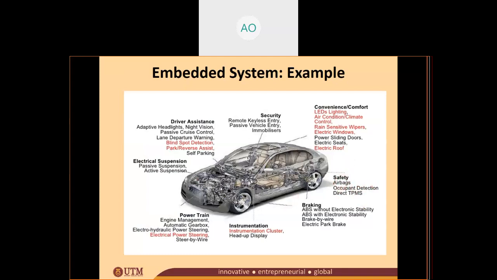And then you have the instrumentation, such as your instrument cluster, to play a movie, your radio, or a song. For driver assistance, we have adaptive headlights, where if there is an incoming car in front, the headlight will automatically dim. Then you have night vision, lane departure warning, blind spot detection, etc. So inside cars, there are actually a lot of embedded systems.